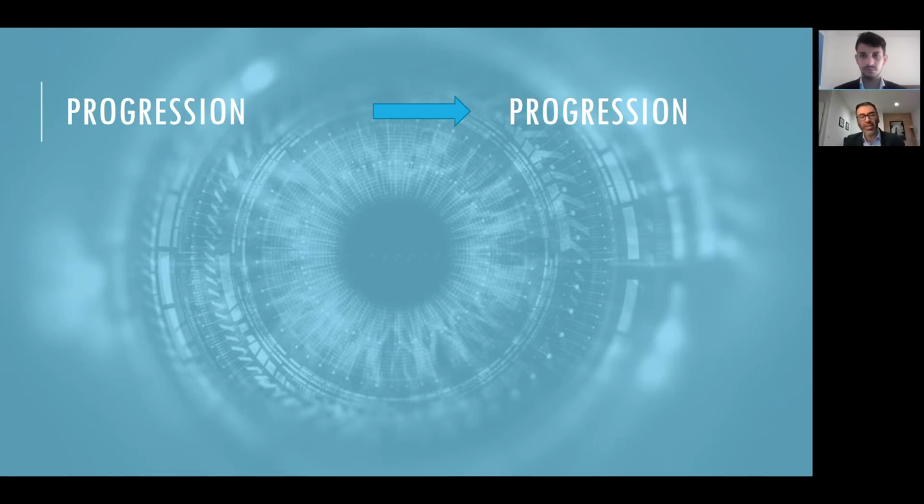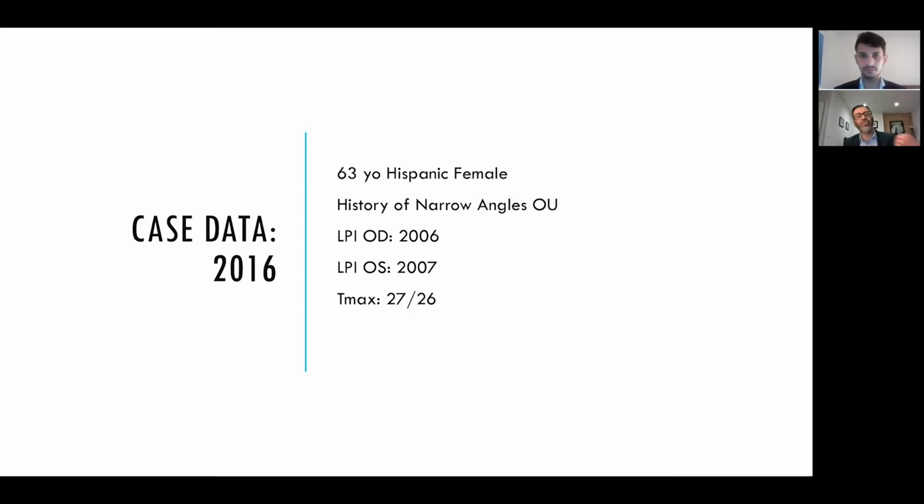And I can say this is a great case that I have where the true value of that progression analysis really shines through. So, I started at SUNY in 2016, and we had a patient that I've acquired through the glaucoma service who's been a patient in the glaucoma service for a number of years. She's a 63-year-old Hispanic female back in 2016, and she does have a history of narrow angles. As you can see, she underwent successful LPI procedures, 2006 in the right eye and in 2007 in the left.